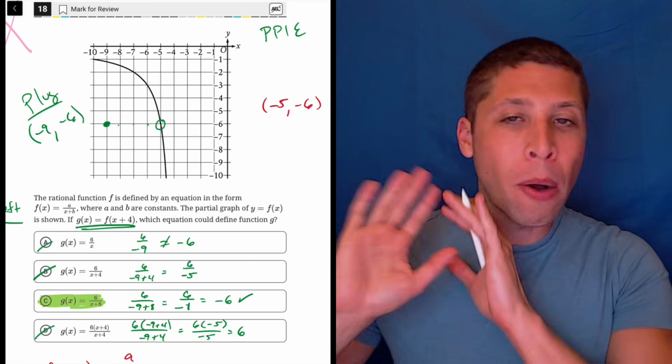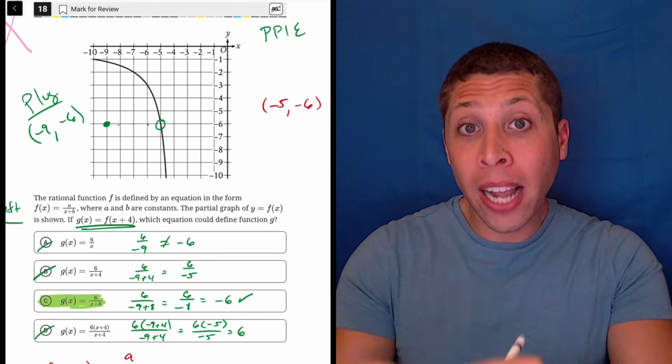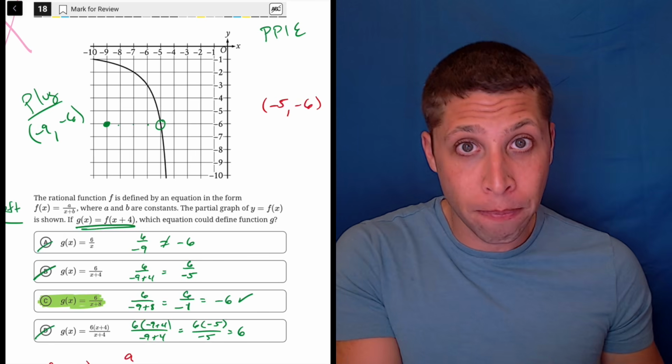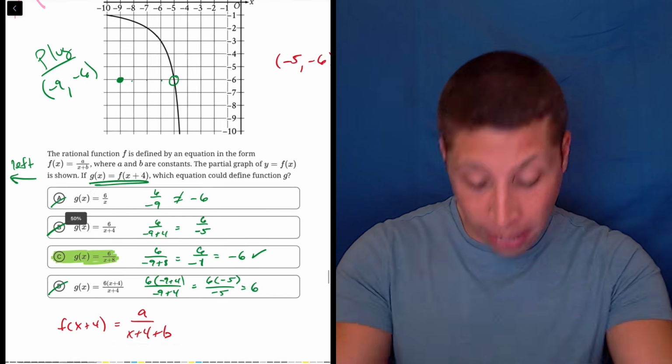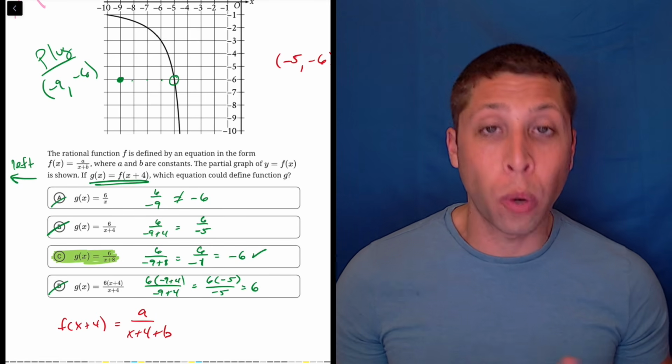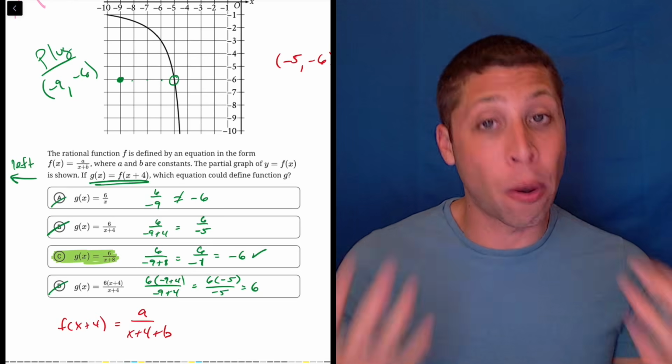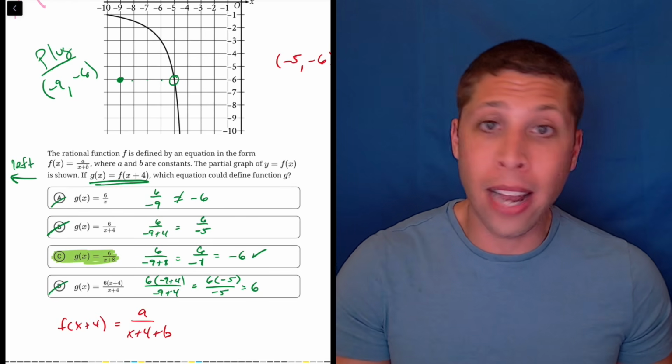So without worrying about what f is, I could find a point that's supposed to be on the g graph. Then I can take that point and plug it into the 4g equations. That's what this work is here. And -9, -6 only fits in choice C, and that was the answer. And this work did not take me long.